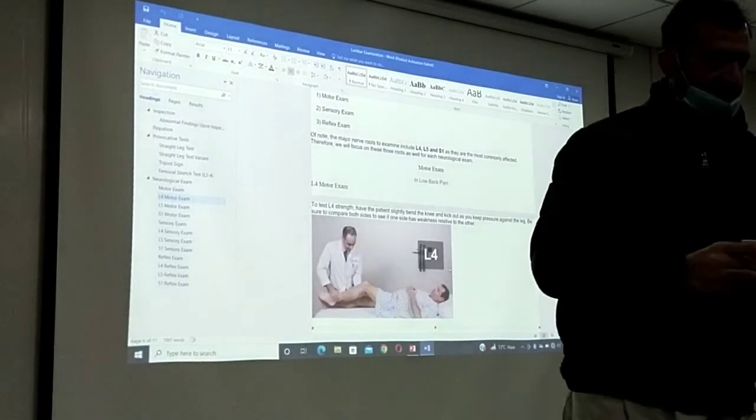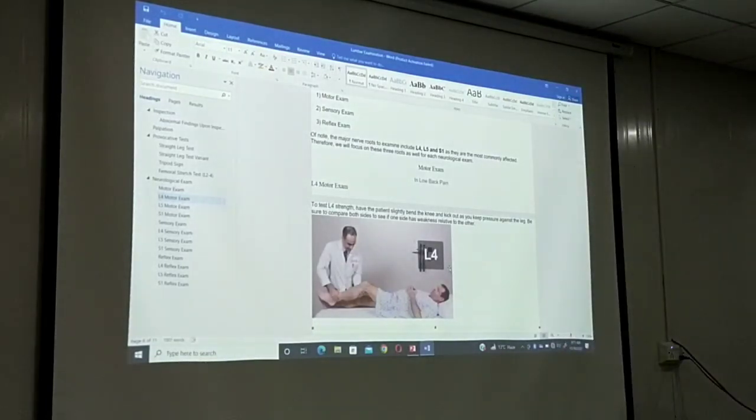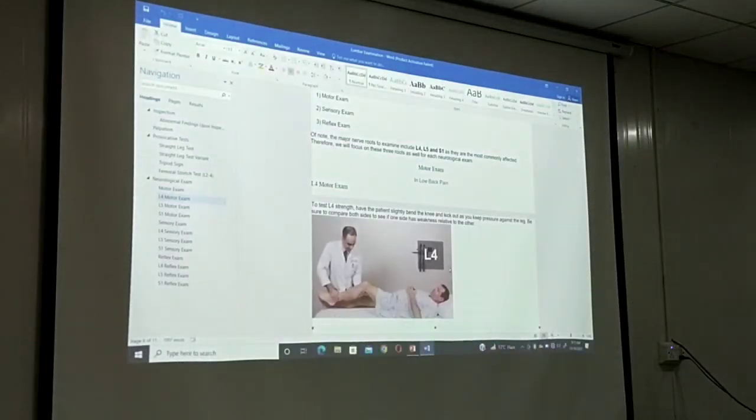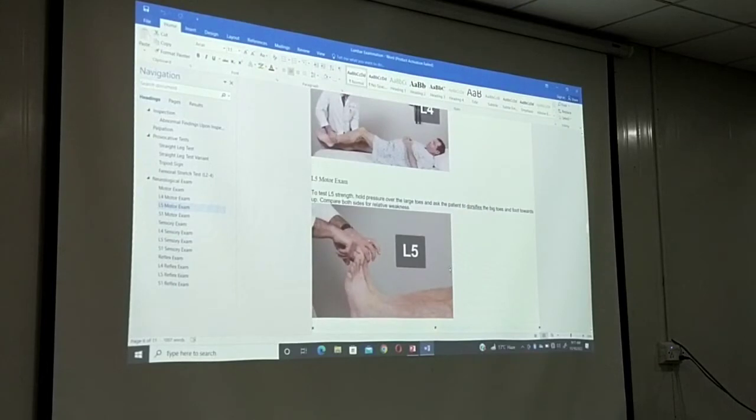To test L4 strength, have the patient slightly bend the knee and keep it out as you keep pressure against the leg. Be sure to compare both sides to see if one side is weaker than the other. L5 motor exam: to test L5 strength, put pressure on the big toe and ask the patient to flex the big toe and foot upward. Compare both sides for relative weakness.